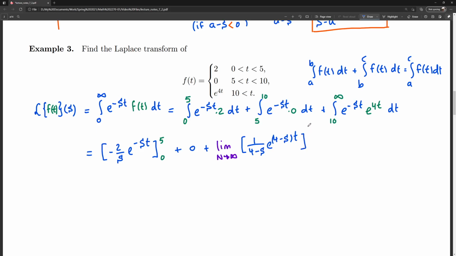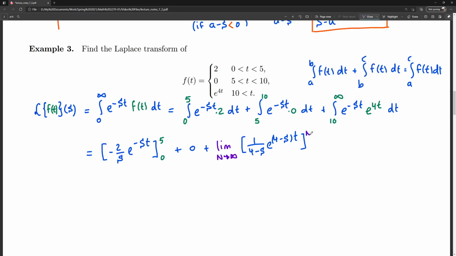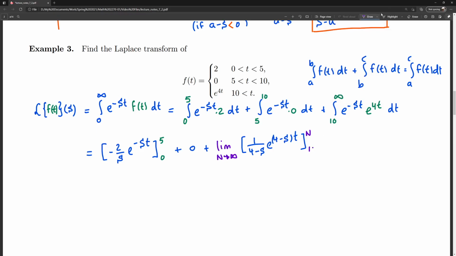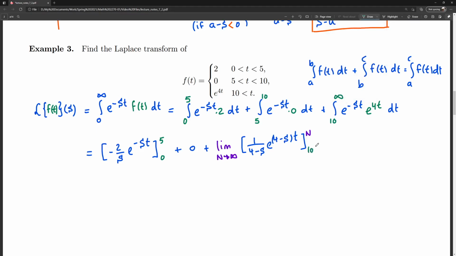And then we have to evaluate that at n. And now, important here, don't put in 0 here. We want to put in 10 because we had to split up the integral. And so that is the major difference with what we did in the previous example.